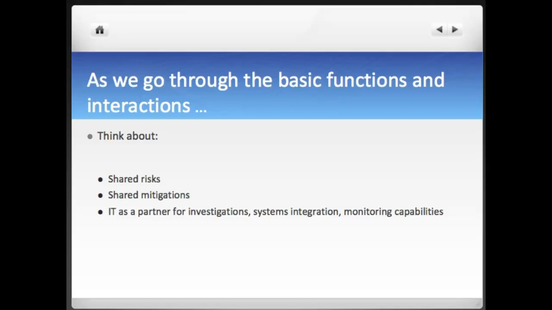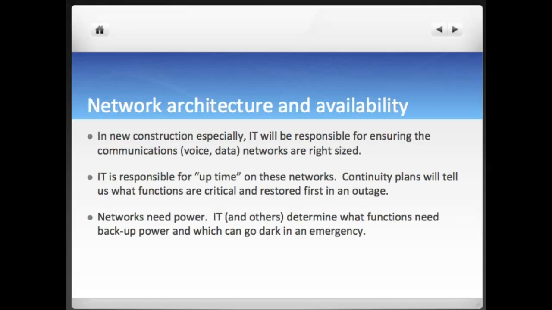How you might have not only shared risks and shared mitigations, but some shared functions that will offer you some cost savings, some time savings, and some work savings. So, start to make that list as we go through on the shared risks and shared mitigations. I think you're getting very skilled at that. But in this particular unit with IT, they are very evident and they are plenty. So network architecture and availability.